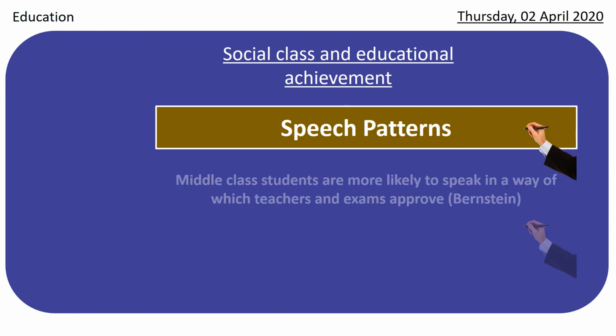Speech patterns. This is to do with the way people speak when they're at home. Middle-class parents are more likely to speak in a way of which teachers and exams approve. Bernstein argued this, that correct grammar is something that middle-class parents might have learned themselves when they went to university. They might use it when they talk in the family. Students might use it when they talk in their family, and therefore they use it when they write in their essays at school. If you've got a family from a working class background, maybe they never learnt that kind of grammar. They never learnt those speech patterns.